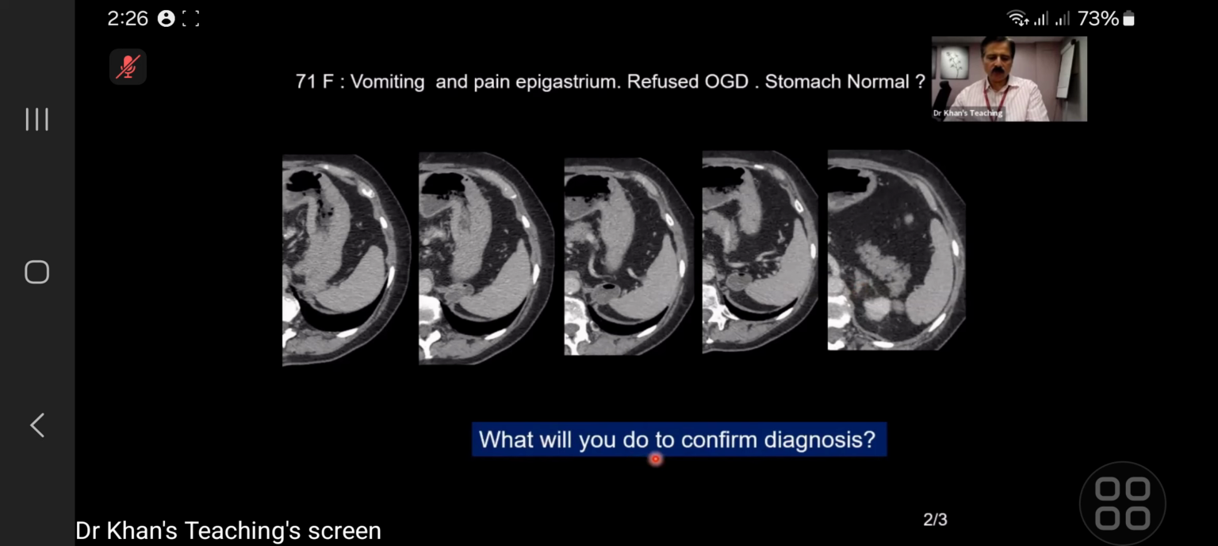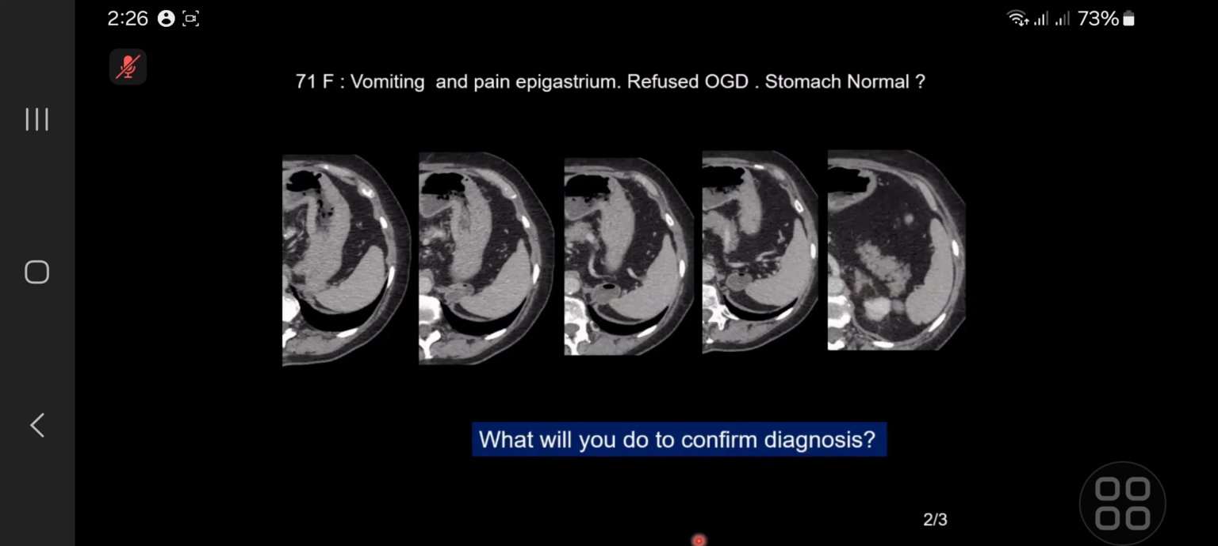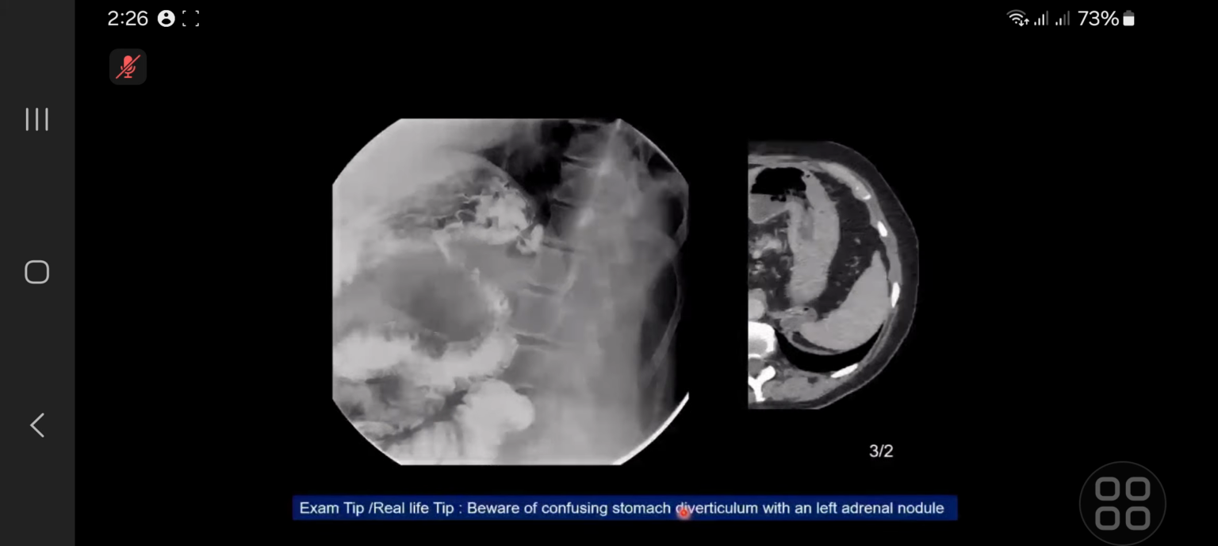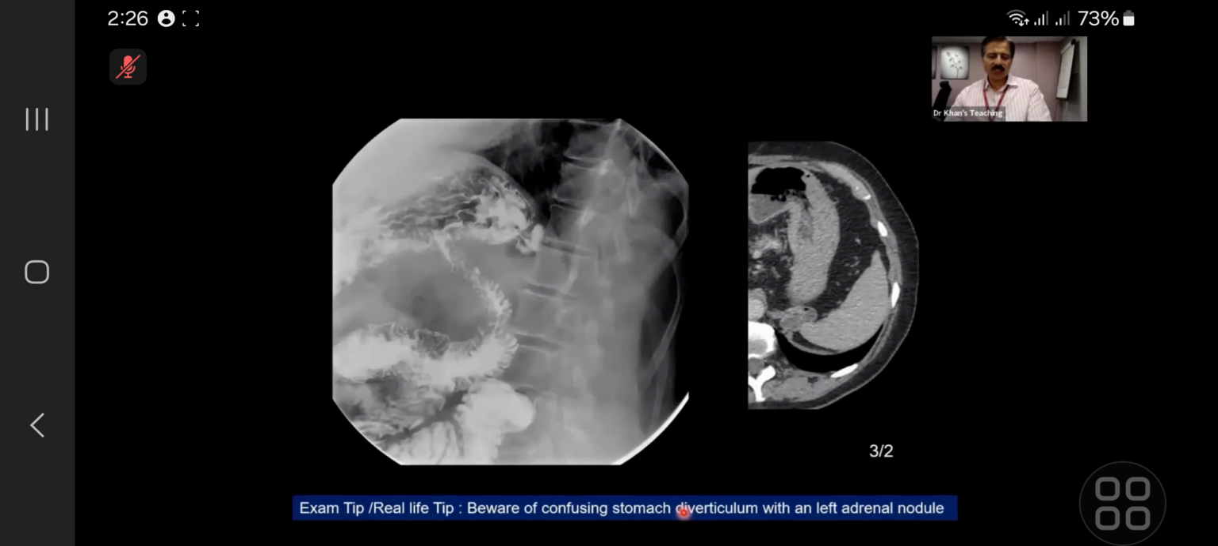Okay, let me ask you a question. What will you do to confirm the diagnosis? You don't know the diagnosis, but what comes to your mind? You are doing a stomach. MRI or endoscopic ultrasound. Oh no, something more simple. Positioning or barium. Barium. So this is a barium examination, and what is your diagnosis?